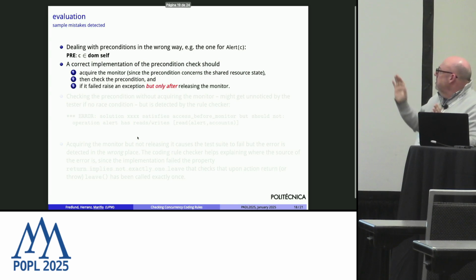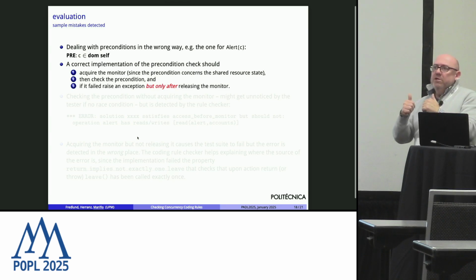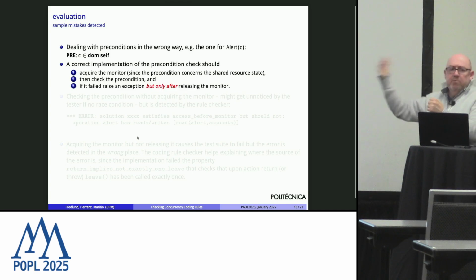So in general, if you're programming this with a monitor, you must first access the monitor in order to guarantee exclusive access to the table, then check the precondition, and if the precondition is not met, you should launch an exception, but only after releasing the monitor, because if you launch the exception without releasing the monitor, then you are forbidding the access from other threads.